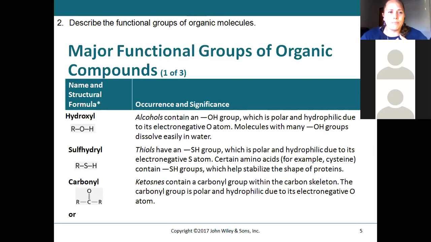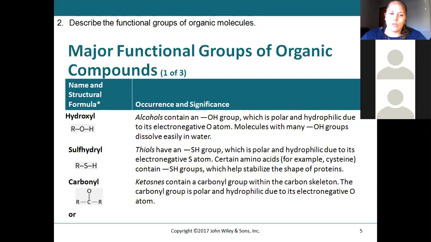Okay, so question 2 is describe the functional groups of organic molecules, and this is basically taken straight from the lecture slides. We're organic beings, right? We're made up of carbon, but we've got all these molecular decorations that make these carbon chains slightly different. We can have hydroxyls: if an OH group is attached to a carbon structure, those can be considered alcohols. Molecules with OH groups dissolve more easily in water because it creates more of a polar molecule, meaning a slightly negative and a slightly positive charge.